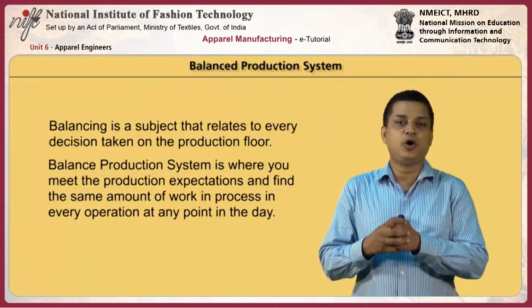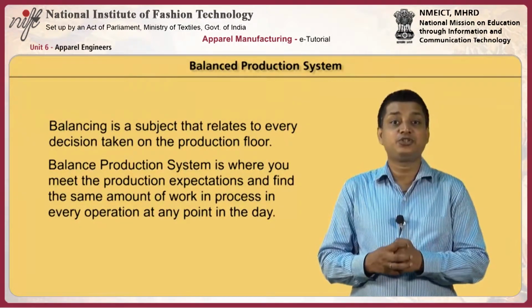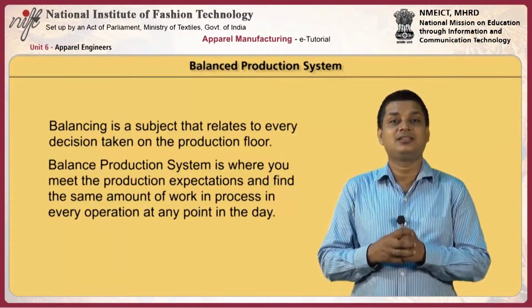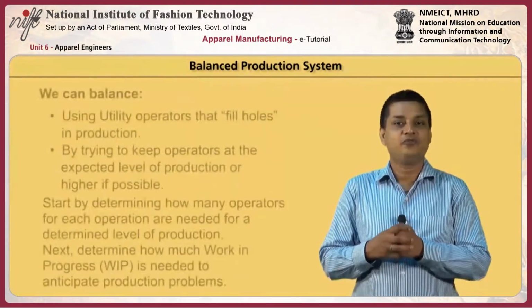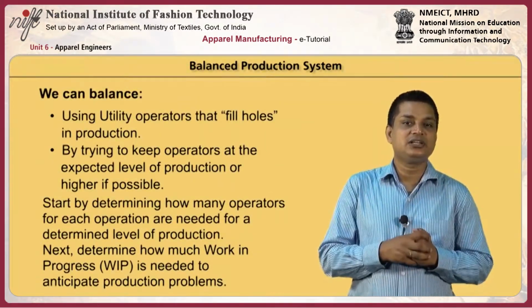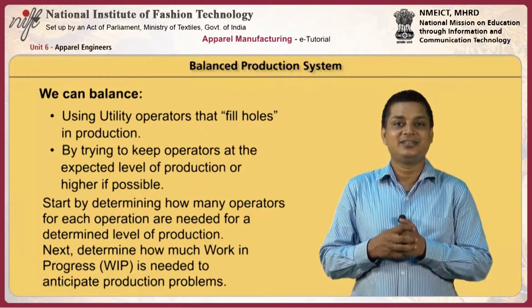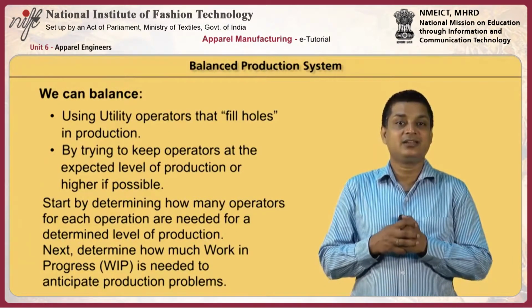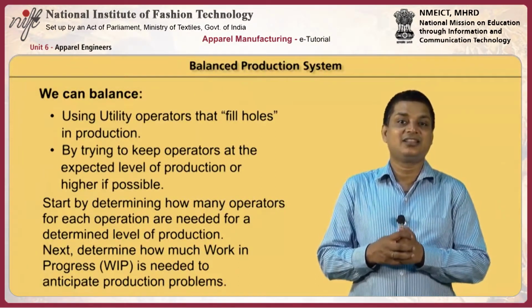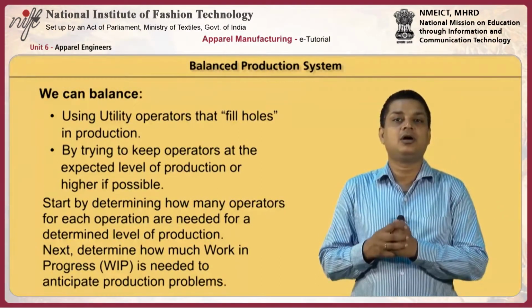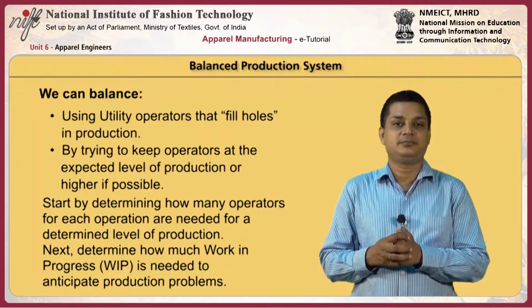How do you keep all operations producing at the same rate? Well, this is very difficult since operators' skills vary. We can balance using utility operators that fill holes in production. We can also try to keep operators at the expected level of production or higher if possible.